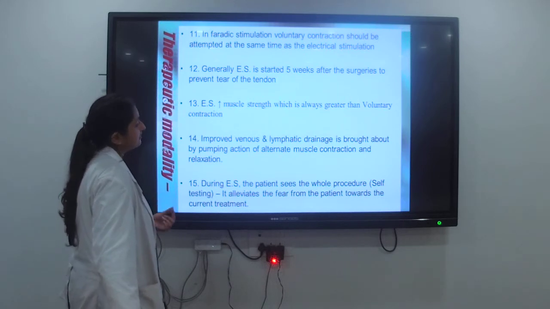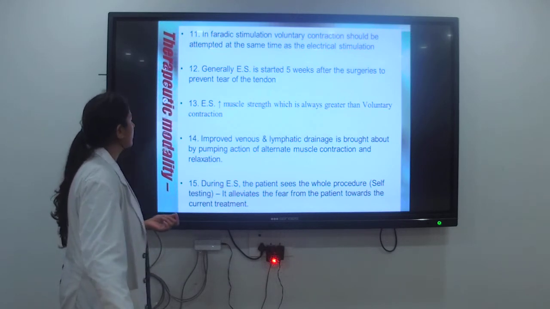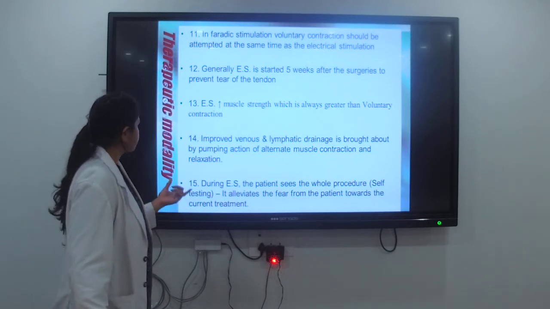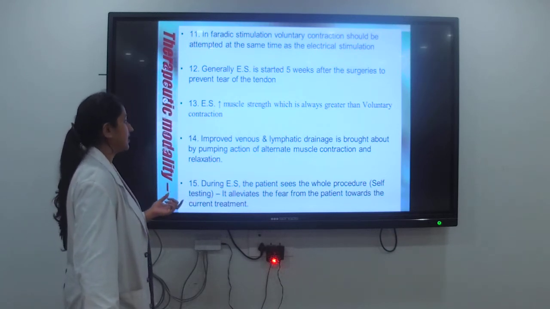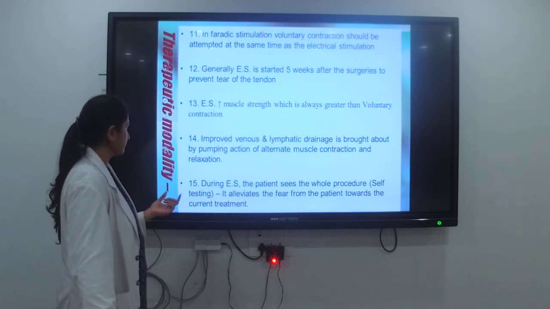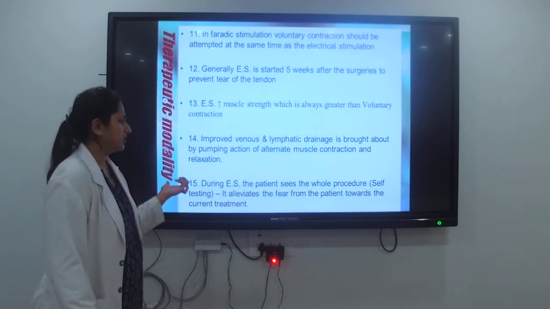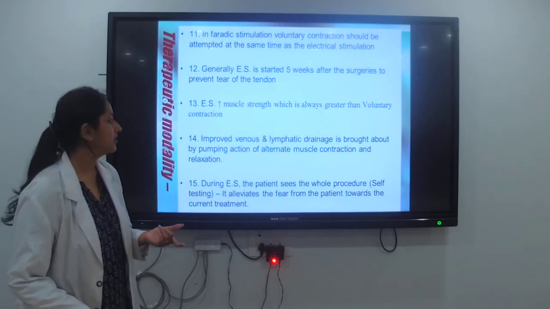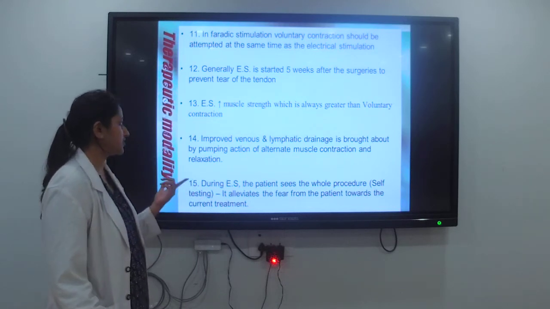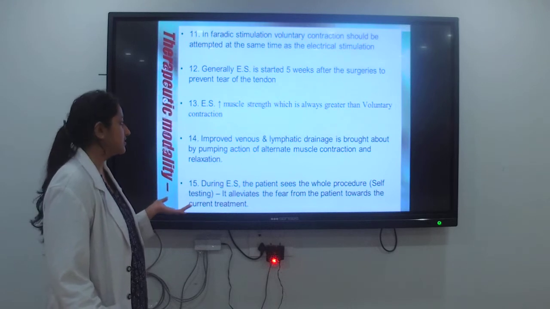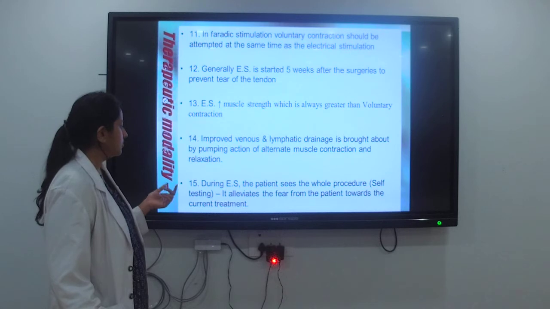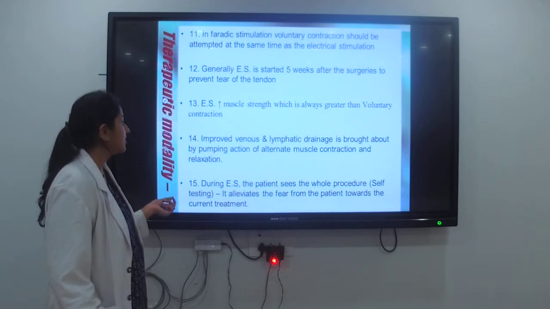Improved venous and lymphatic drainage is brought about by the pumping action of alternate muscle contraction and relaxation. I have told you previously, when there is pumping action because of this Faradism under pressure, there is improved venous and lymphatic drainage.